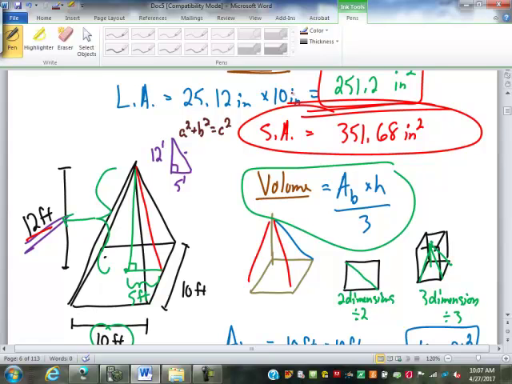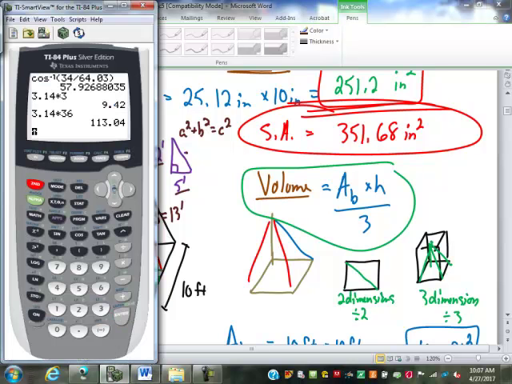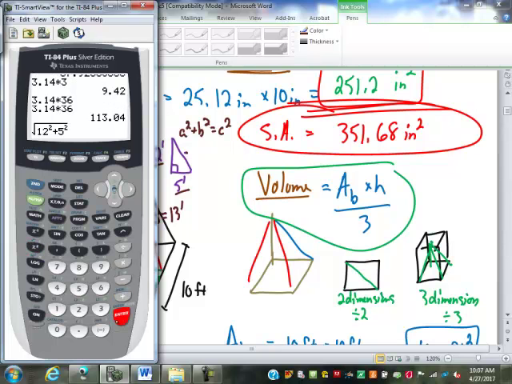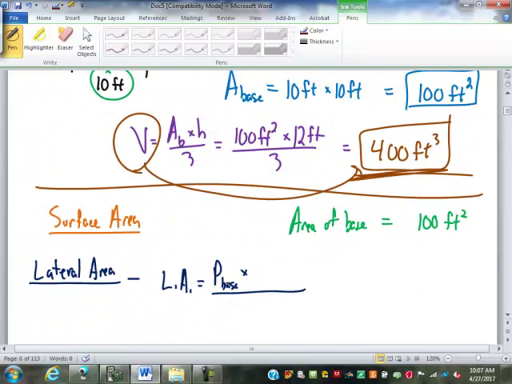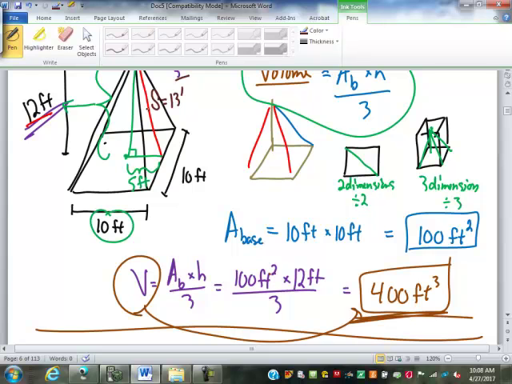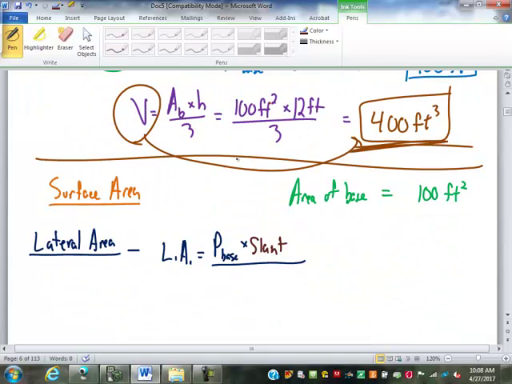A squared plus B squared equals C squared. So 12 squared plus 5 squared equals that side. I'm going to actually call it side S for slant. Ends up being 13 feet. Shortcut, you just do the square root of 12 squared plus 5 squared. Gives you 13. So it is the slant. So it is the perimeter of the base times the slant. And now, since those shapes are not rectangles anymore, they're triangles, we divide by 2.